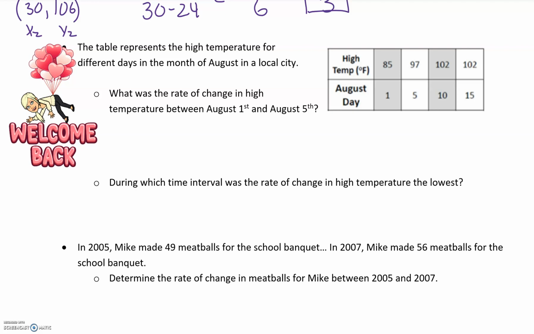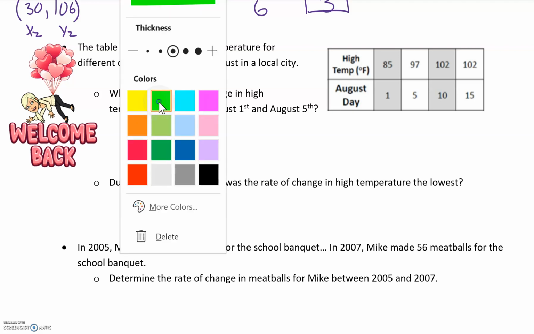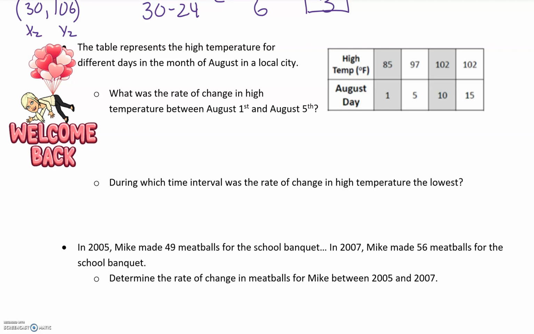So it says the table represents the high temperatures for different days in the month of August in a local city. What was the rate of change in high temperatures between August 1st and August 5th? So what we want to do is look at the table and make sure we understand. On the table, here is August 1st, and the temperature was 85 degrees. And here on August 5th, the temperature was 97 degrees.